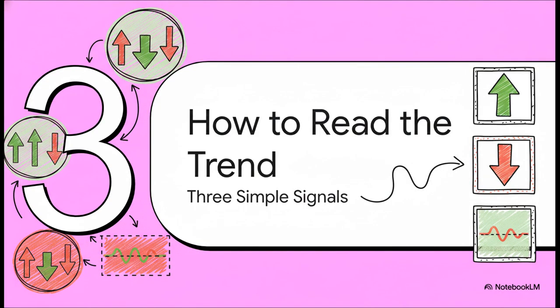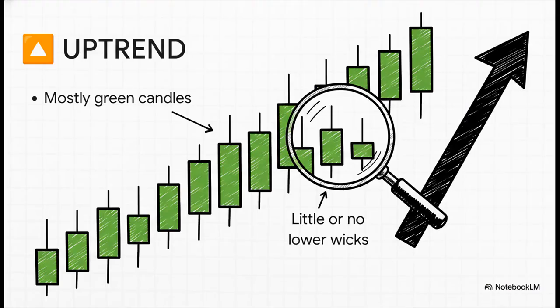So, how do we actually read the trend using these? Well, it all comes down to spotting three really simple signals. First up, a strong uptrend. What you're going to see is a series of solid green candles. But here's the crucial detail to look for: little or no lower wicks. That tells you the buying pressure is so consistent that the price isn't even really dipping down. That is a crystal clear signal of strong bullish momentum.